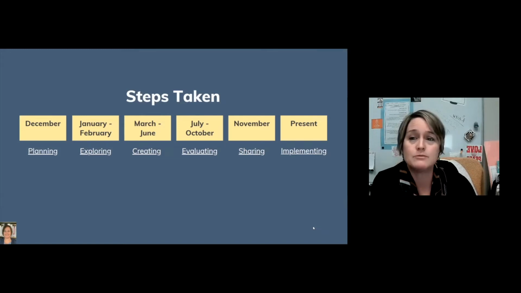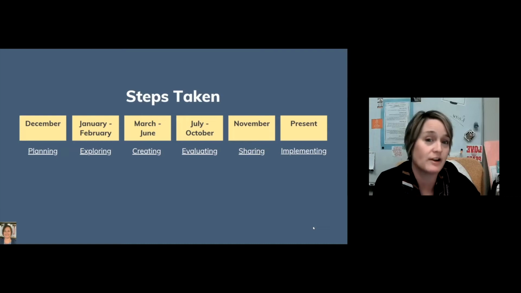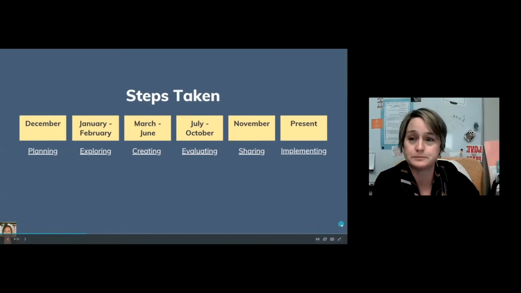The bulk of our time, March through June, is when we were building and actually creating the book. July through October was our reviewing and evaluating phase. November was all about sharing our work and applying to conferences to share our work. And now we are sharing and implementing the book.